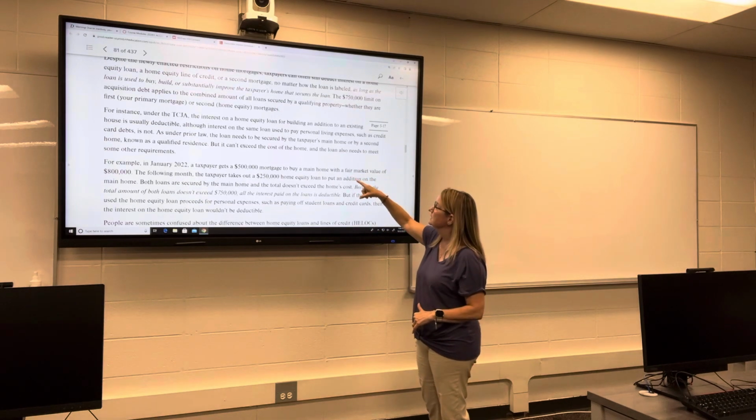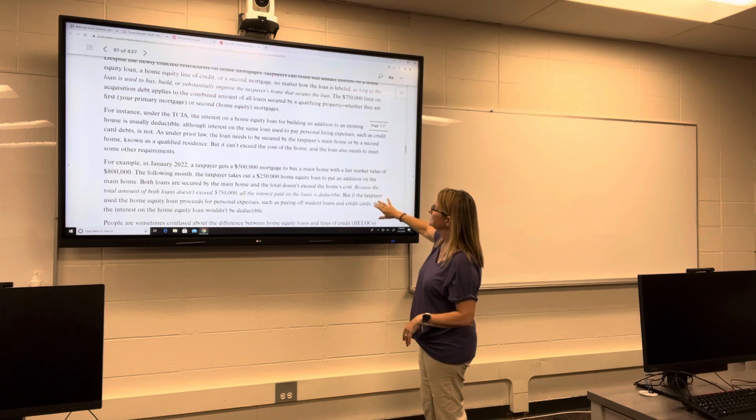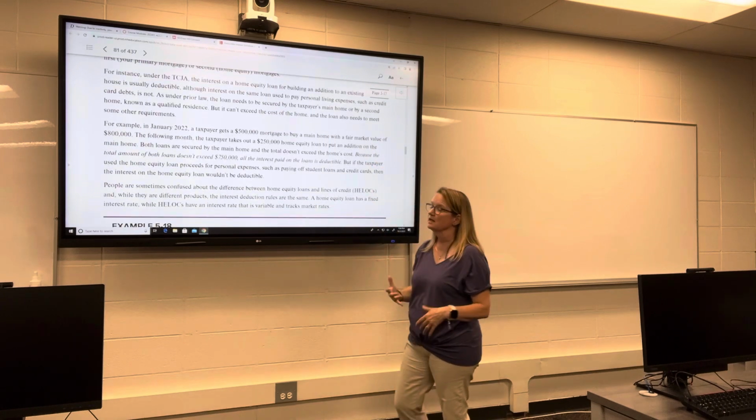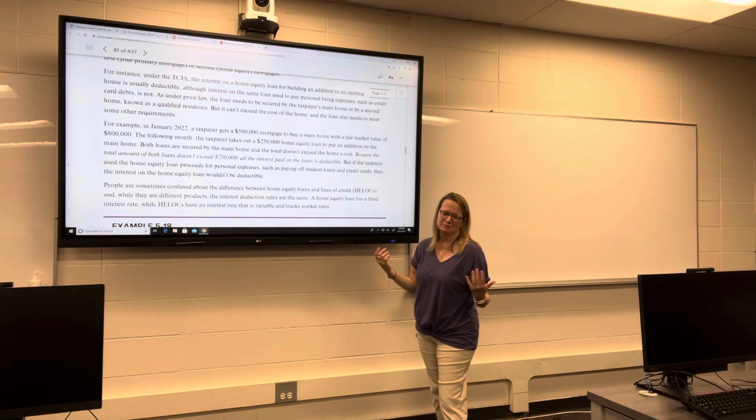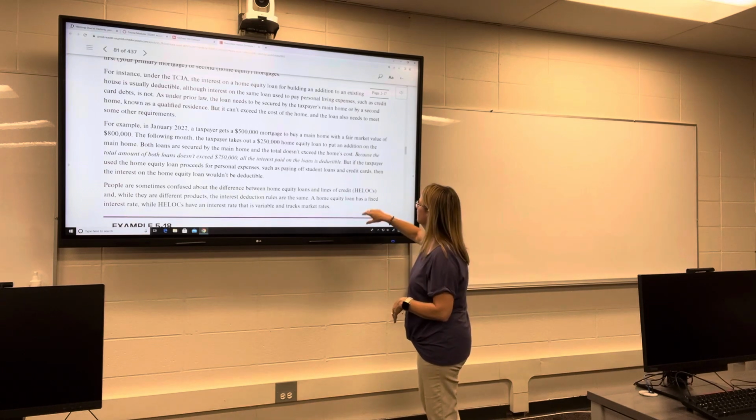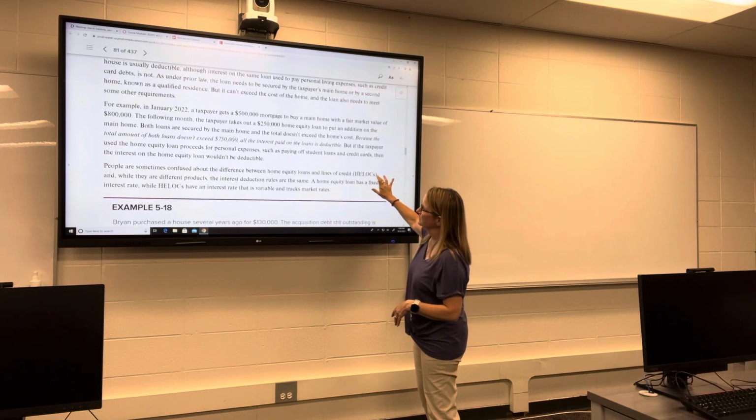The loan has to be secured by the property. That means that the bank can take the property if you don't make the payments, and most mortgages are that way, right?